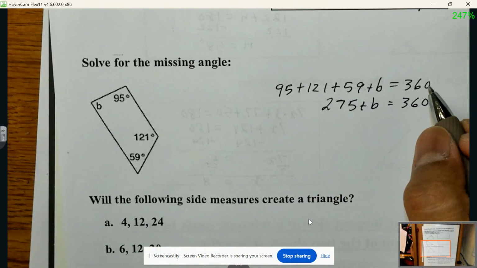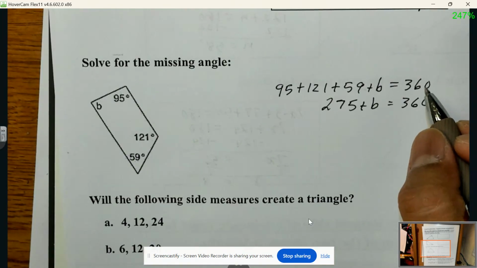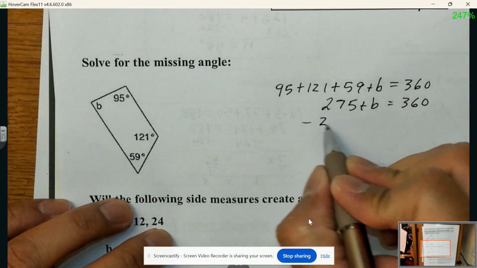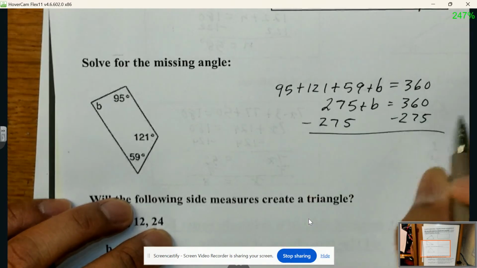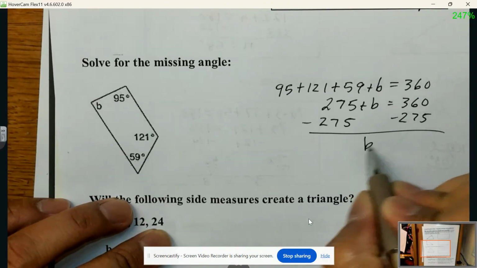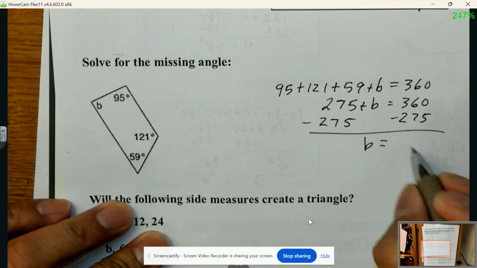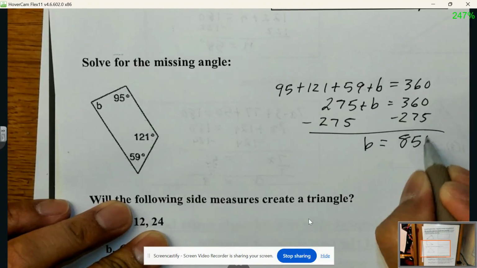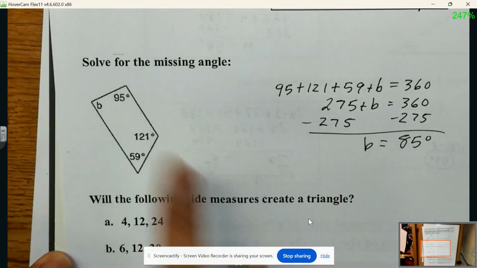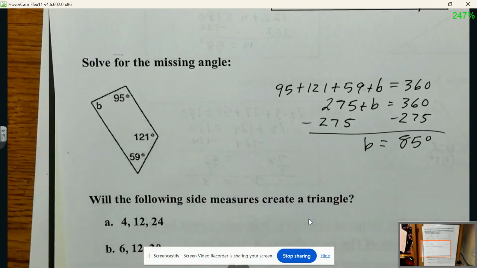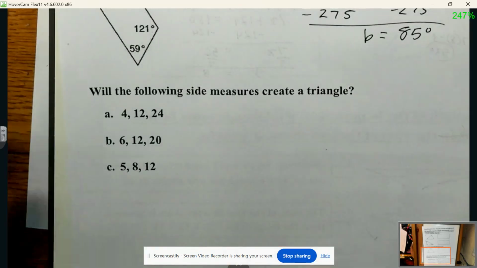And then we would subtract 275 from both sides, and we get b is equal to 85 degrees. Okay, and then adding these up, you'll see that 85 plus these would be 360. So we can just check our answers if we needed to.